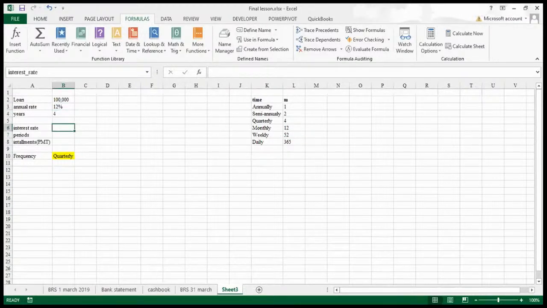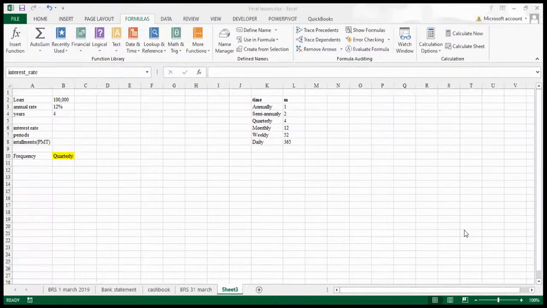Which function is that? Which function is that? Which function is that?